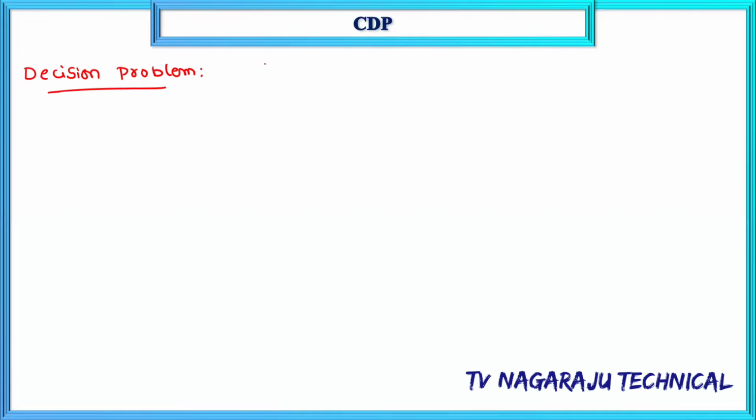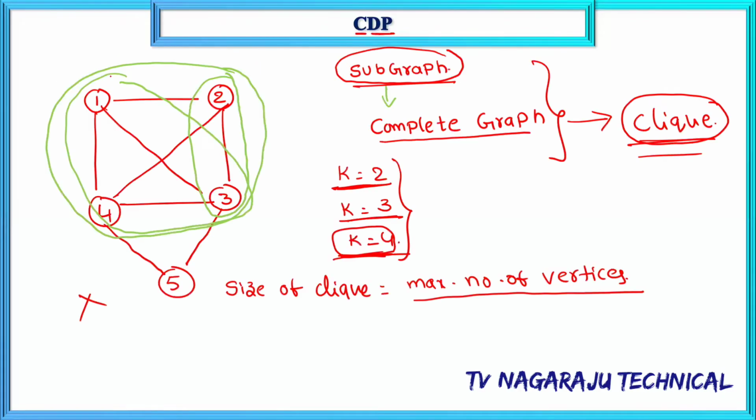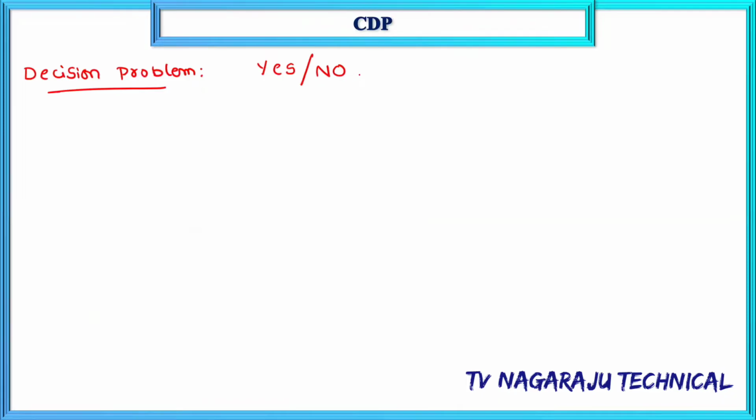Decision means for any problem, if the solution is either yes or no, such problems are called decision problems. Suppose, see this one, 1, 2, 3. Suppose this subgraph is a complete graph? Yes or no? Yes. Suppose 1, 2, 3, 4. Is this subgraph a complete graph or not? Yes or no? Answer is yes. Suppose 1, 2, 3, 4, 5 is a complete graph? Yes or no? No. That is, for any problem, if the solution is either yes or no, such problems are called decision problems.